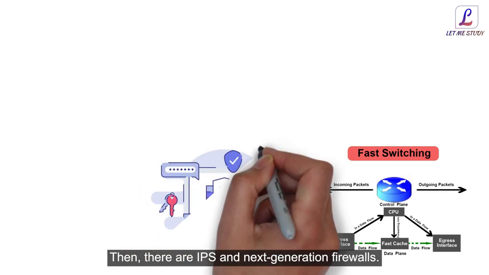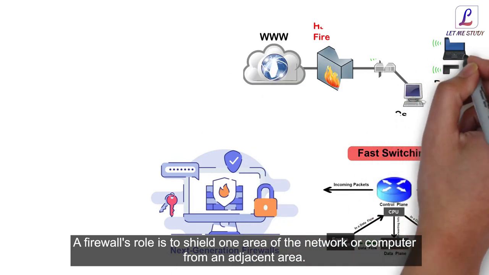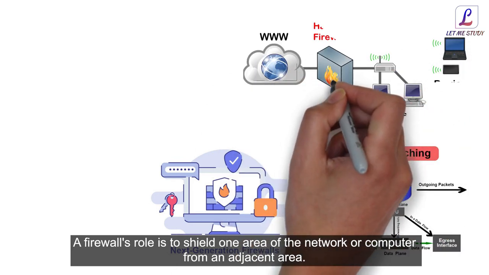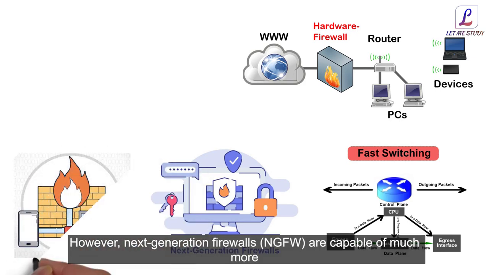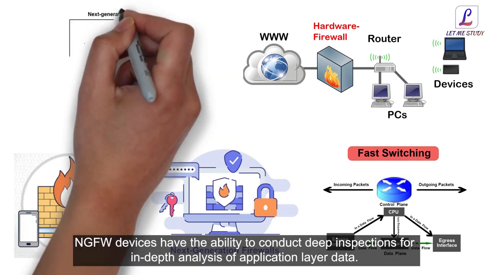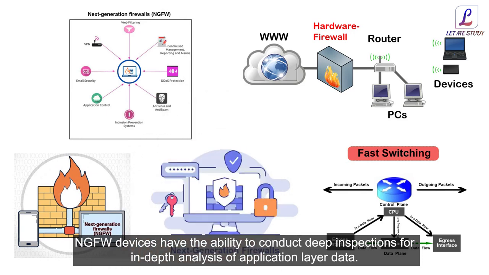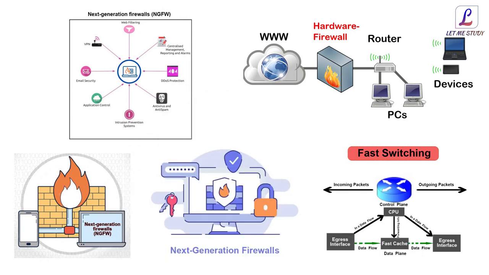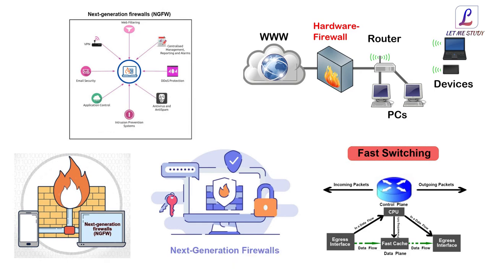Then there are IPS and next generation firewalls. A firewall's role is to shield one area of the network or computer from an adjacent area. However, next generation firewalls, NGFW, are capable of much more than just looking at the resource and destination IP addresses and ports that are used in packets. NGFW devices can conduct deep inspection for in-depth analysis of application layer data. NGFW is capable of carrying out intrusion prevention system tasks.